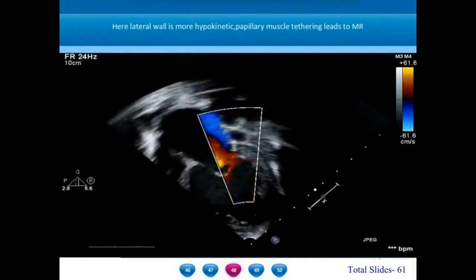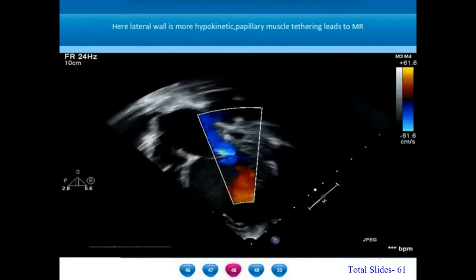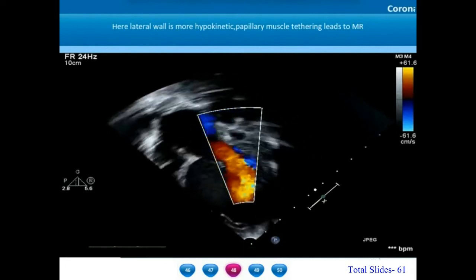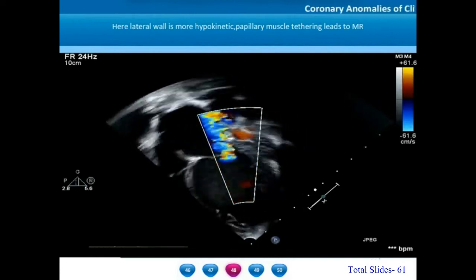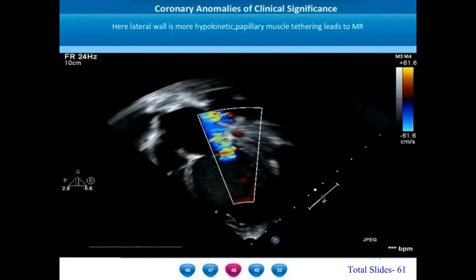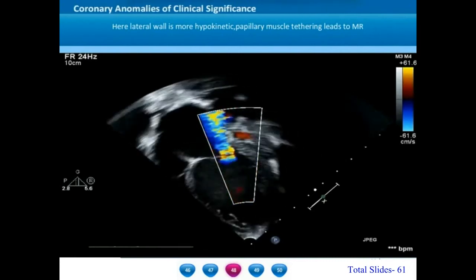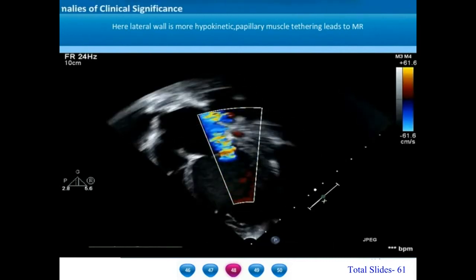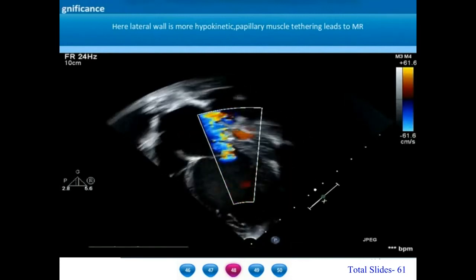If you see in this patient, the mitral annulus is not much dilated. The interventricular septal contractility is good, but the lateral wall is very, very hypokinetic. So, the mechanism in this patient is due to tethering of the mitral valve leaflets due to the relatively akinetic lateral wall.